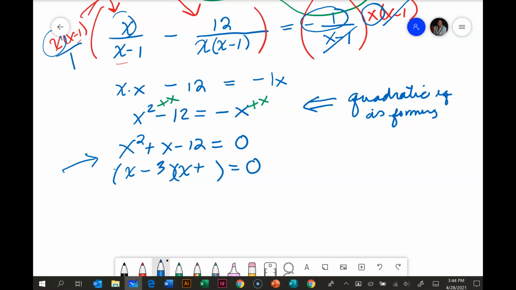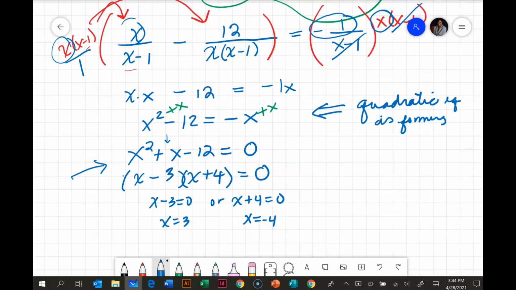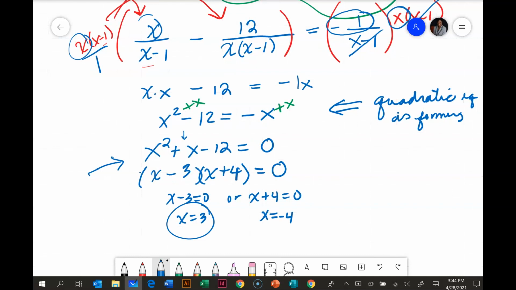Negative 3 and positive 4, because that positive 4 will allow us to have that positive 1 there. So x minus 3 equals 0, or x plus 4 equals 0, x equals 3, x equals negative 4. All right. But we need to check, right? If we plug 3 back into the problem, will there be an issue? 3 minus 1 up here. Nope, that wouldn't be an issue. If we plugged in 3 into these x's right here, would that be an issue? Nope. If we plugged in negative 4 into our problem, would that be an issue?